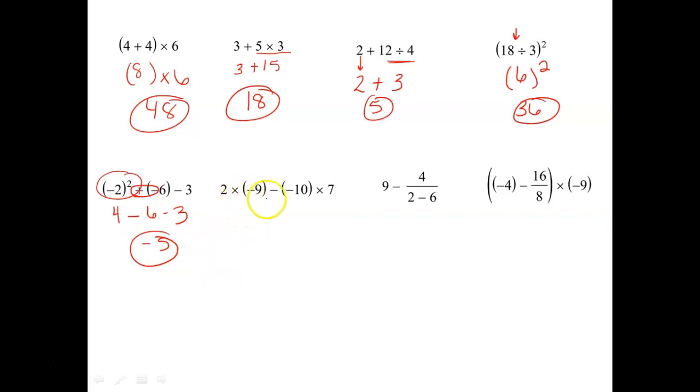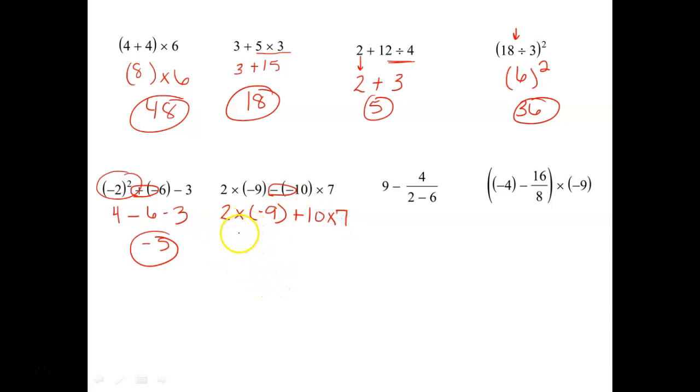All right, same thing here. Let's go ahead and change signs before we even start this problem. So I have 2 times -9. I have a minus and a minus side by side. That is a positive. 10 times 7.